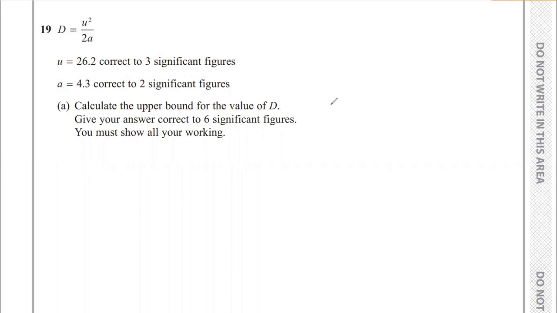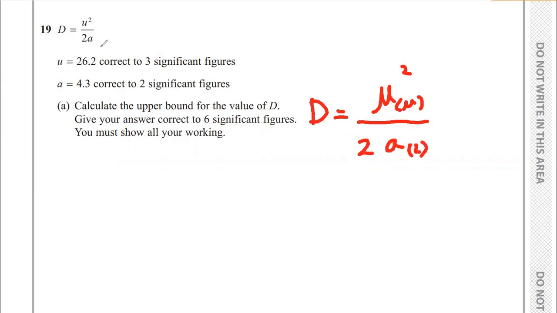Right. To work out the upper bound of the value of d, d must be equal to u, the upper bound, squared, all of this divided by 2 with a lower bound. What is the upper bound and lower bound for 26.2? That will be 26.25, and the lower bound will be 26.15.